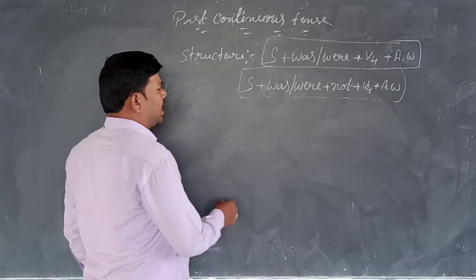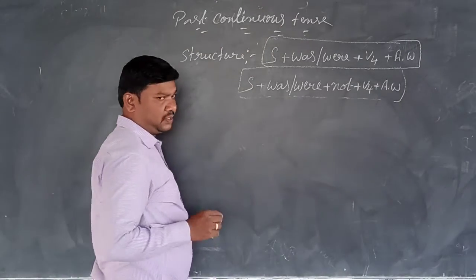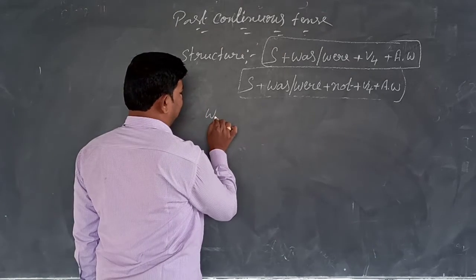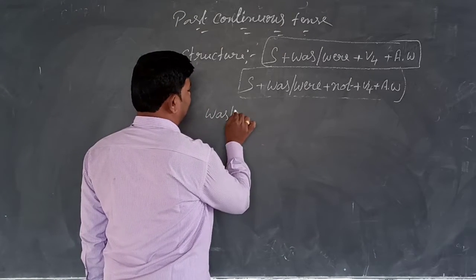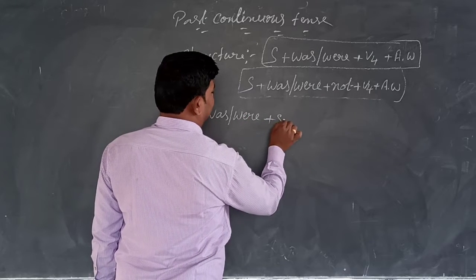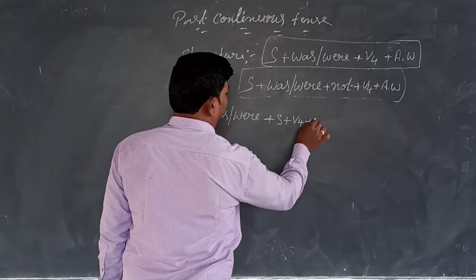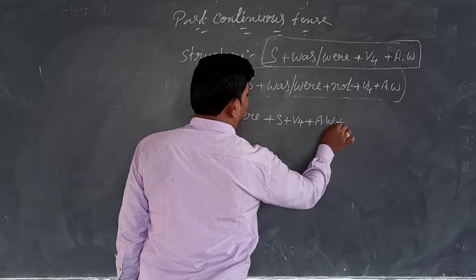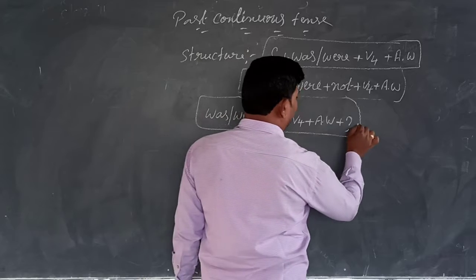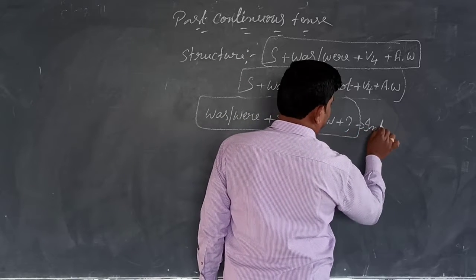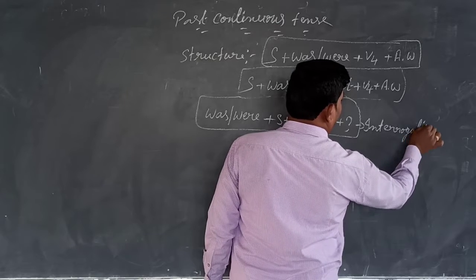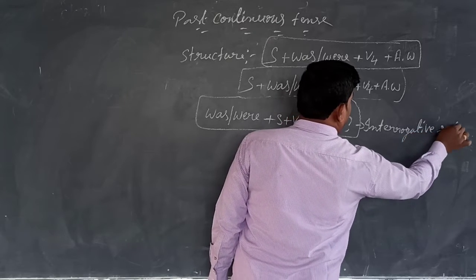Next, the interrogative sentence, which means a question, a confirmation. What comes in the structure here for the interrogative sentence? Was or were plus subject plus V4 plus additional word plus question mark. This is the interrogative sentence.